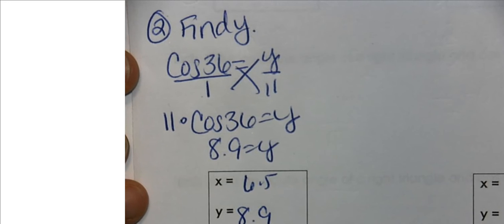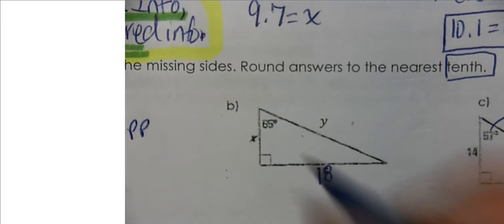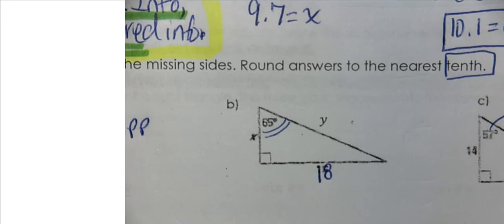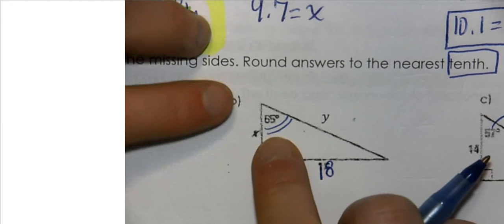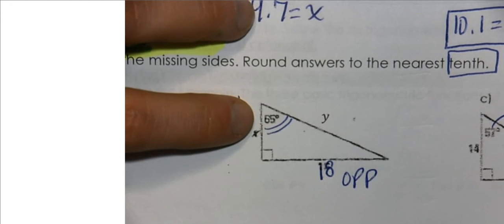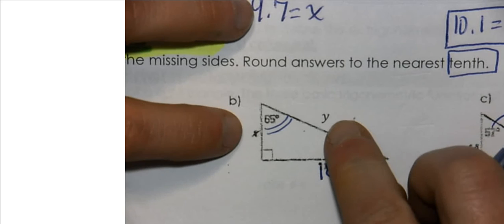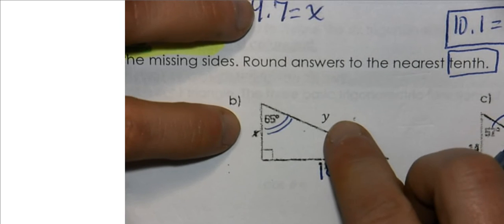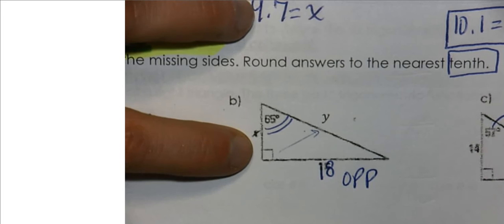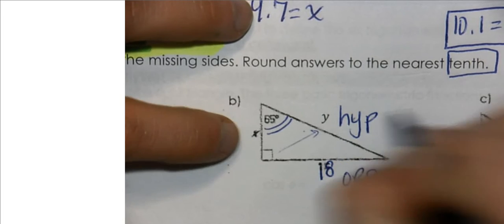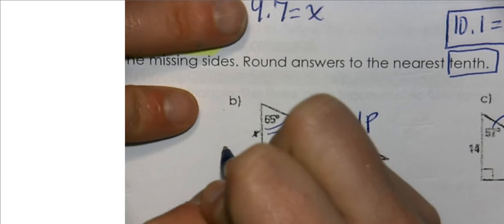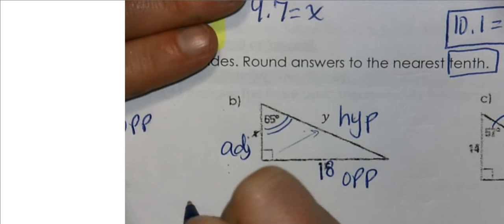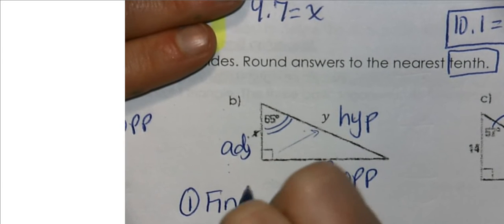Let's go ahead and look at letter B. For letter B, I am given 65 degrees. With respect to 65 degrees, I know that 18 is across from it, making it the opposite. Making the decision between the hypotenuse and the adjacent, I know that Y is across from the right angle, making it the hypotenuse. And X this time is the adjacent. So step number 1, we need to find X.